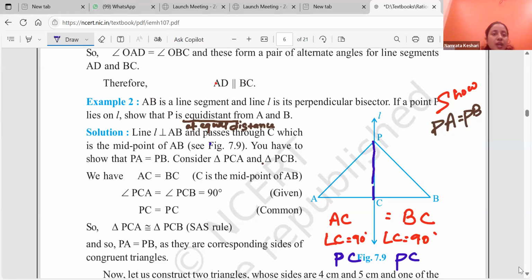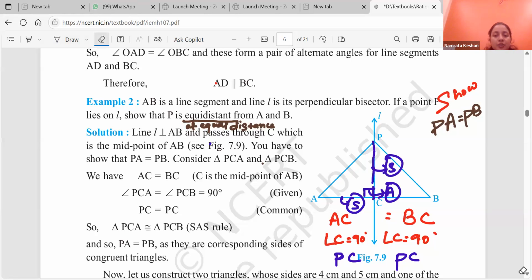Hence these two triangles are congruent. By which criterion? Just mark it in any one of the triangles. You have used AC, this side, then this 90-degree angle, then this side. Can you see the sequence? SAS. By SAS, these two triangles are congruent.